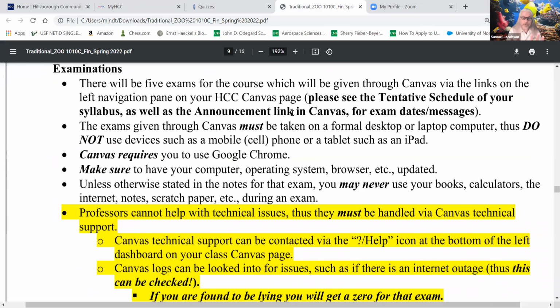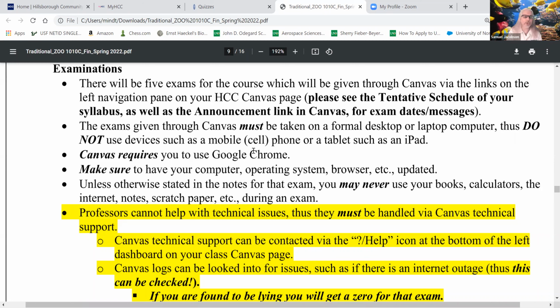Now, when you do a Canvas test, you are required to use a formal desktop or laptop. You cannot use an iPad or a cellular, nothing like that. Mobiles are great, but you can't do it. I didn't even know it either. I had some students the very first time I taught using a mobile phone and it wasn't working. What's going on? They're using Canvas. Oh, I wasn't told. So I didn't know. I now know. I've known for a long time now, which is why I have it in my syllabi. You can't do that. It must be on a formal desktop or laptop.